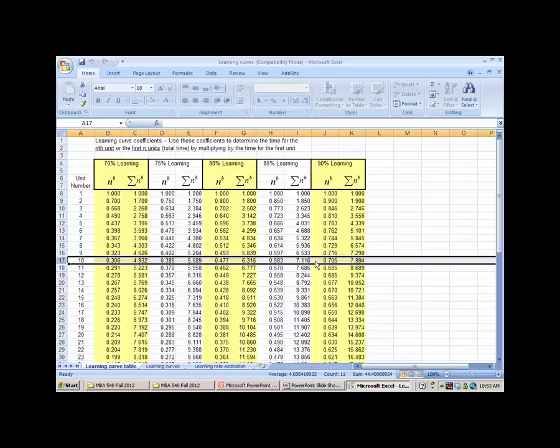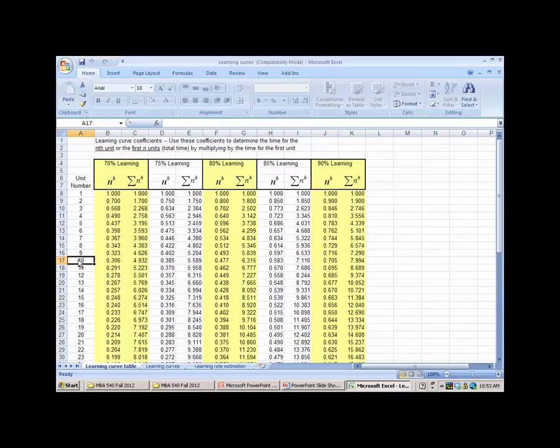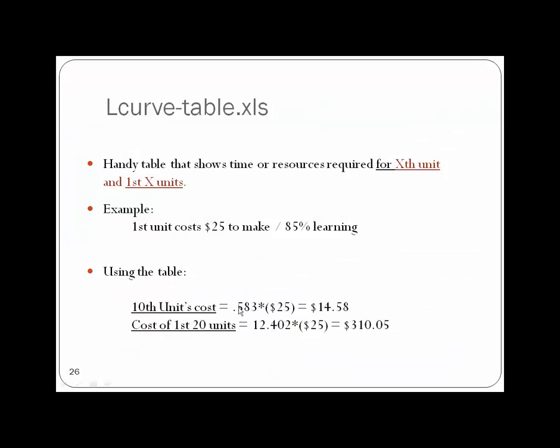So we're going to go back to the Excel spreadsheet. If we want to know what the cost would be for the 10th unit, then we would look under the 85% learning curve column, and we say the cost of the 10th unit would be 58.3% of the cost of the first. And in fact, when we go back to the PowerPoint presentation, 0.583, 58.3% times the cost of the first, gives us an estimated cost for the 10th unit of 14.58.